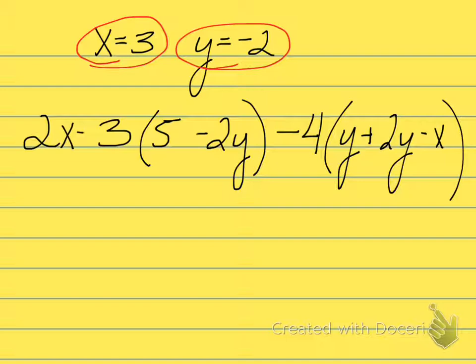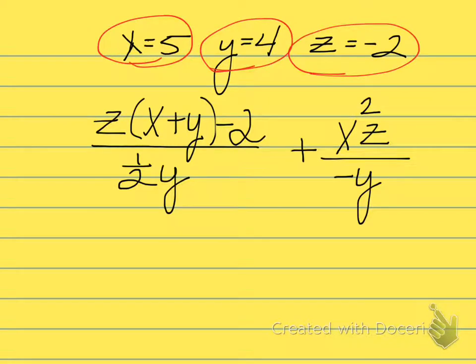We have x is equal to 3, y is equal to negative 2, evaluating for 2x minus 3 times the quantity of 5 minus 2y, that quantity minus 4 times another quantity of y plus 2y minus x. Oh my goodness, there's one more. x equal to 5, y equal to 4, and z equal to negative 2. Two fractions being added together. The first fraction's numerator is z times the quantity of x plus y, and then that minus 2, over half y, 1/2 y. That fraction is being added to x squared z over negative y.